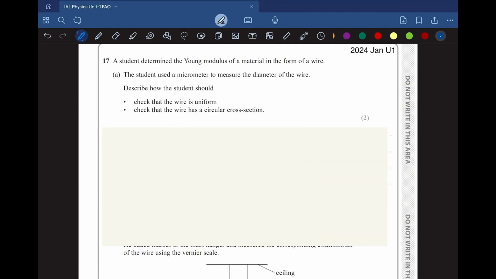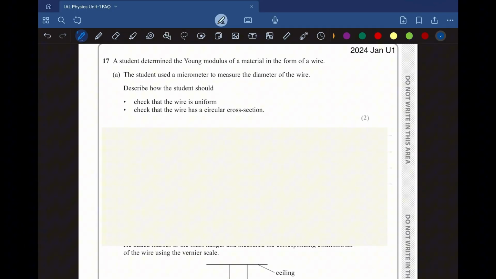A student determined the Young modulus of a material in the form of a wire. So basically the material is in the form of a wire, and the student is trying to determine the Young modulus of that particular material which is in the form of a wire. The student used a micrometer to measure the diameter of the wire. So basically he is measuring the diameter of the wire using a micrometer, which is a micrometer screw gauge. Describe how the student should check that the wire is uniform.